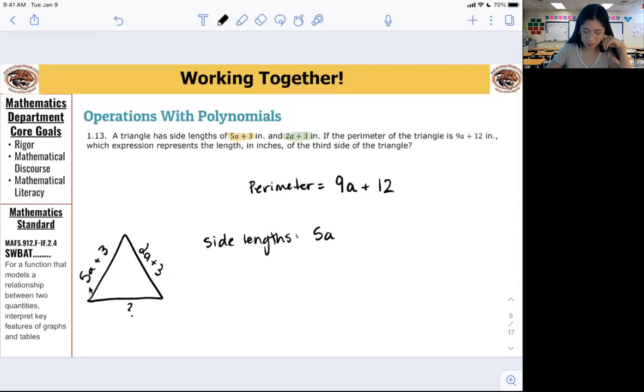So I have 5a plus 3 plus 2a plus 3. Since I'm adding, do I need to switch any sides or distribute any negatives or anything like that? No. Nope, we're just gonna add it straight across. So I'm combining like terms. What are my like terms? 5a and 2a, and 3 and 3. So in total, what do I have? 7a plus 6.